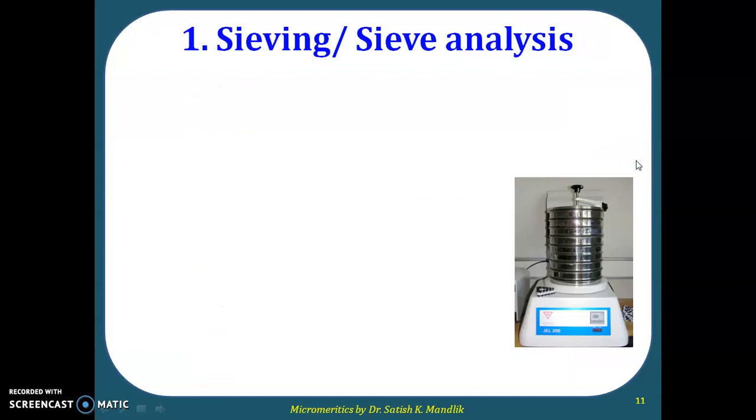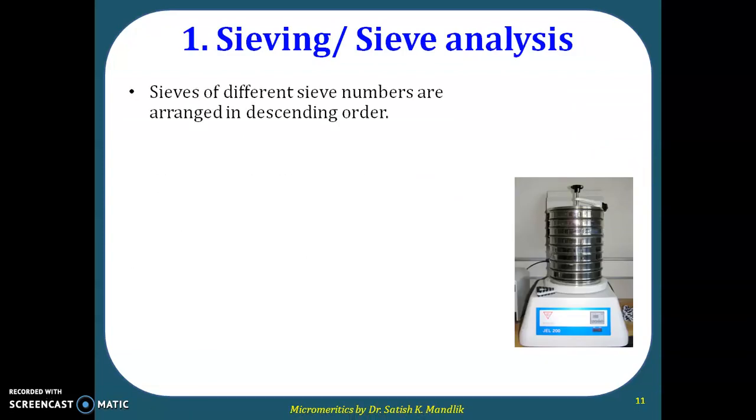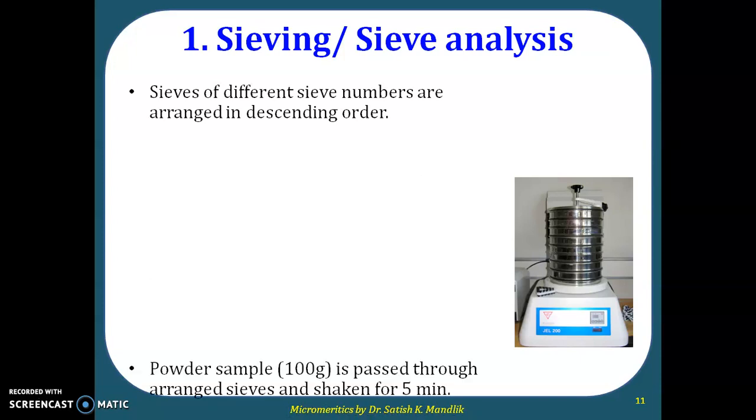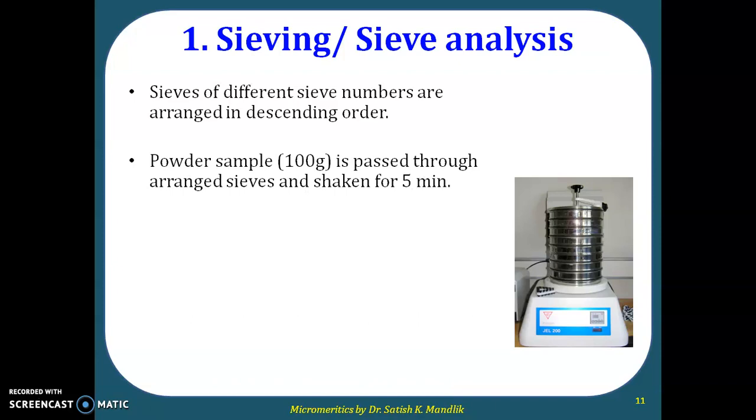Sieve analysis. Sieves of different sieve numbers are arranged in ascending order. The powder sample, approximately 100 gram, is passed through the arranged sieves and shaken for 5 minutes. Further, weight retained on each sieve is determined.